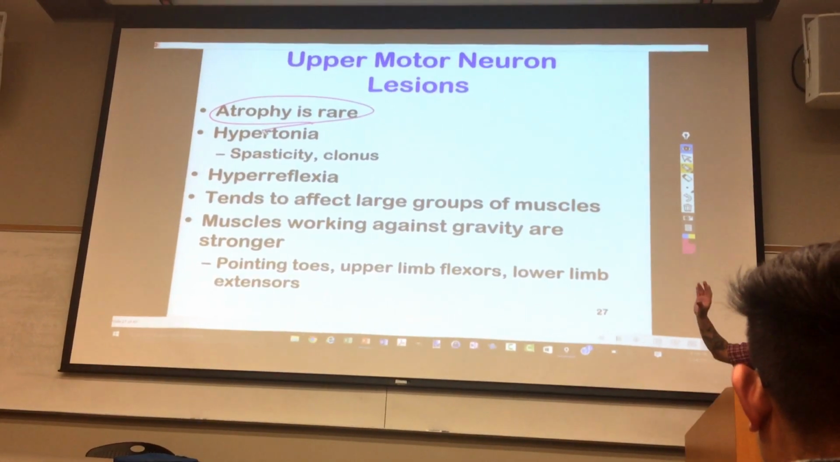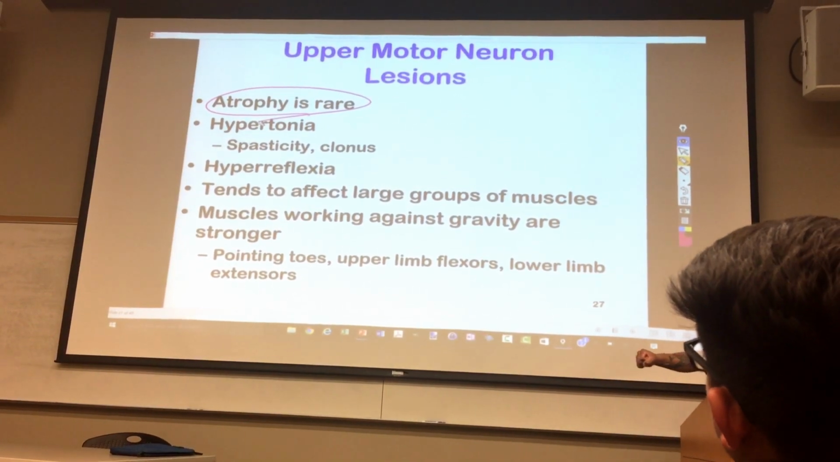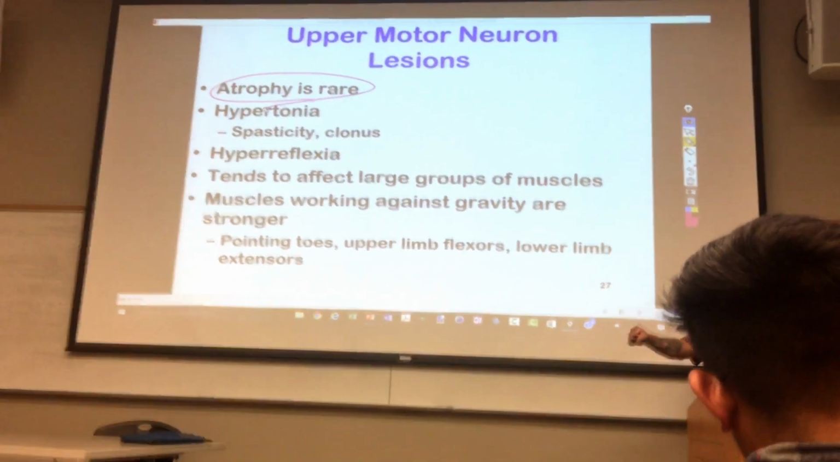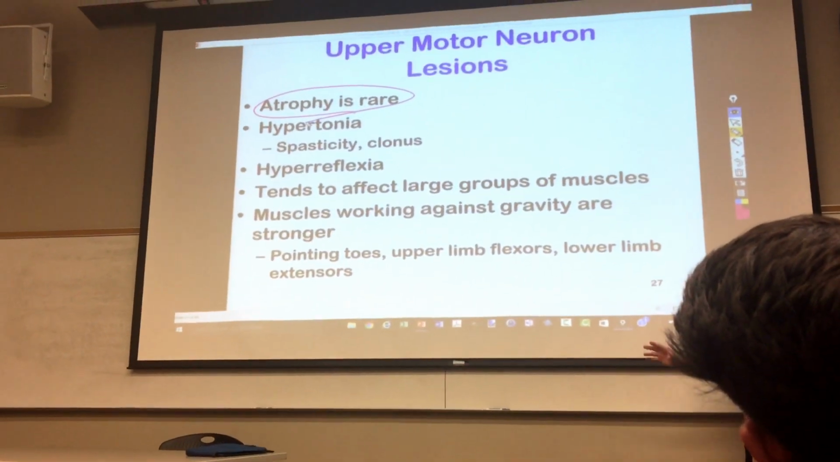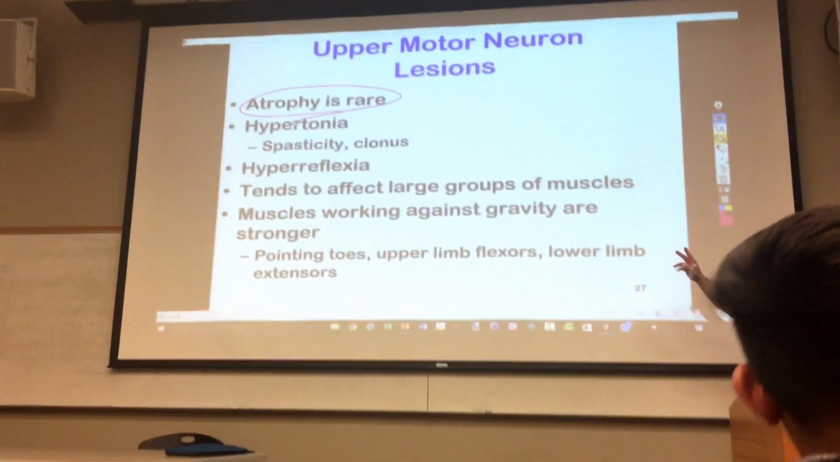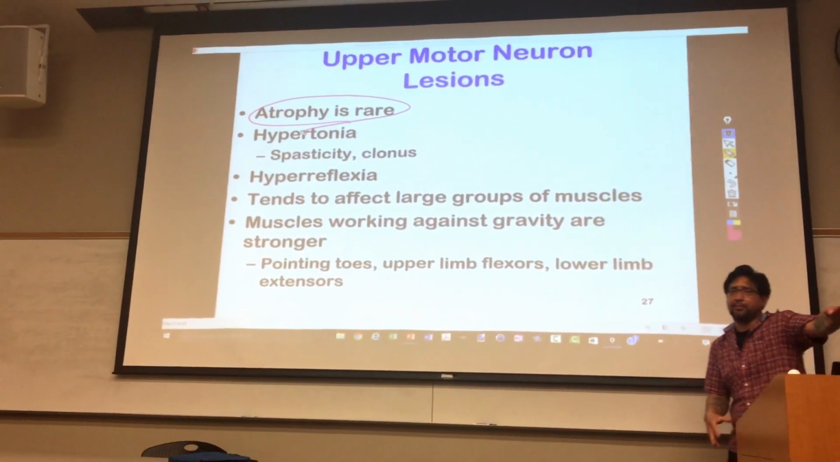Why would you have hypertonia? Hypertonia means you have more tone than normal. The muscles are not flaccid, they're actually rigid, okay? The reason why, and there are specific symptoms, spasticity and clonus. Clonus is that kind of tension coming out like this.